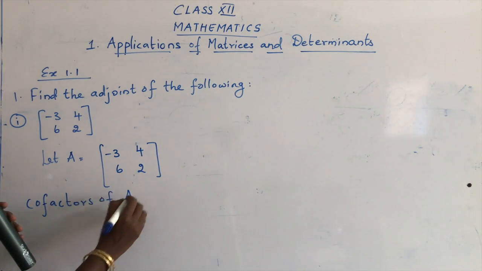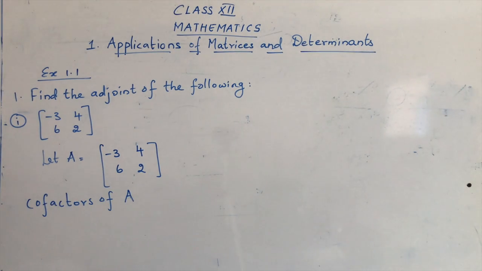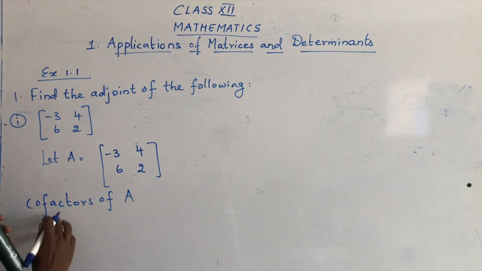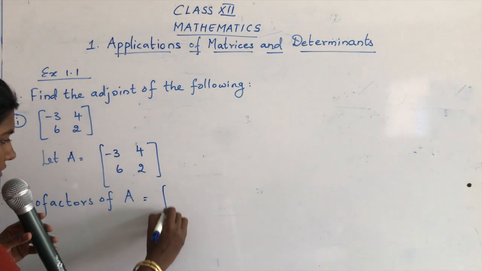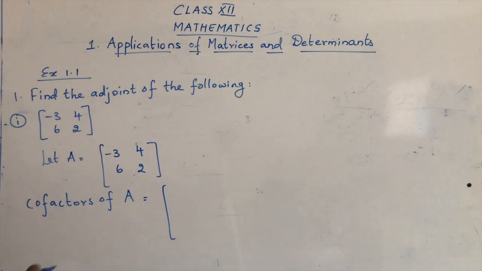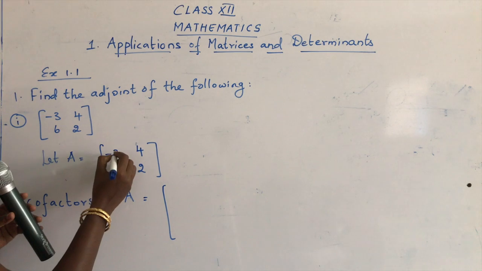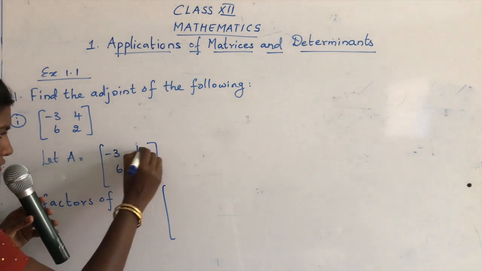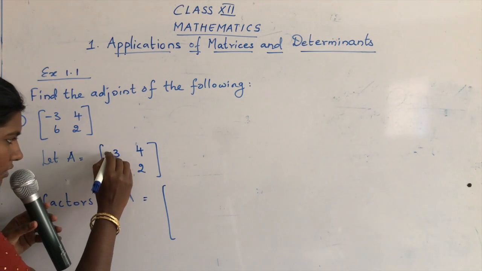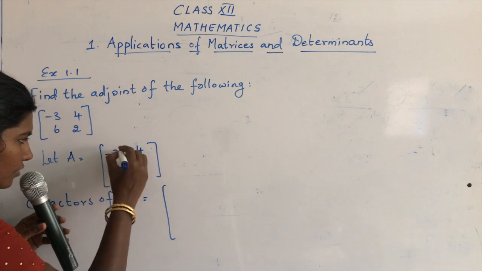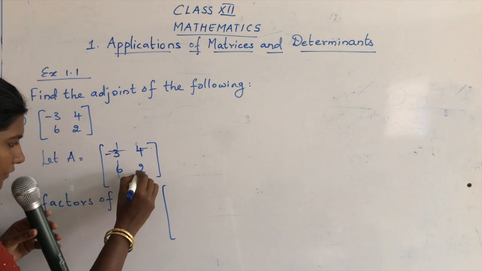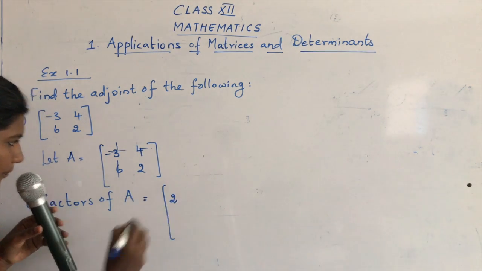This cofactor is not a new thing to you. We have already studied about cofactors in class 11. Now let's see how to find the cofactors. When you are going to find cofactors of A, for the first row and first column, you remove the elements from the first row and the first column. So what is left now? 2. So write here 2.